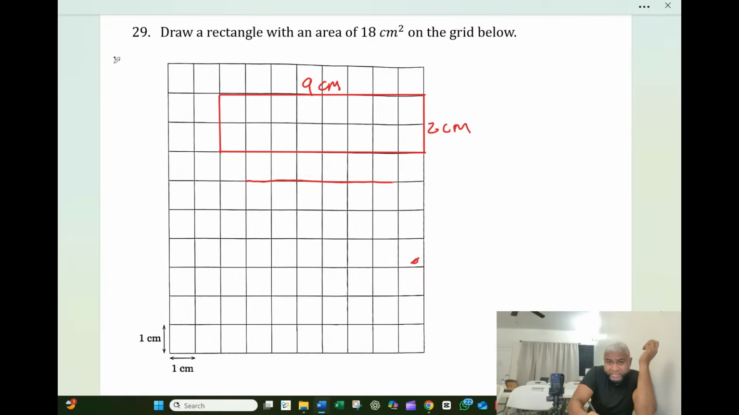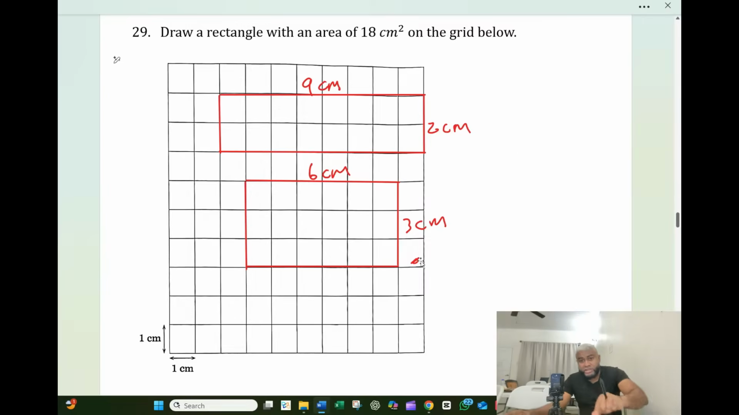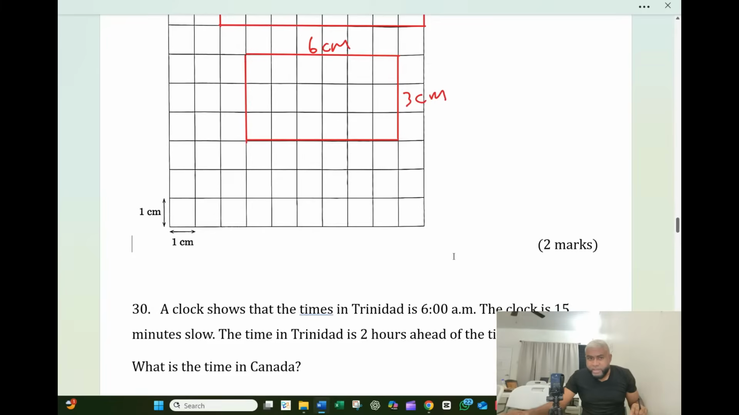1, 2, 3, 4, 5, 6. Then 1, 2, 3. So this will be 6 centimeters. 1, 2, 3, 4, 5, 6. 6 threes are 18, right? Anyone you have is correct. No discrimination here. Let's work.